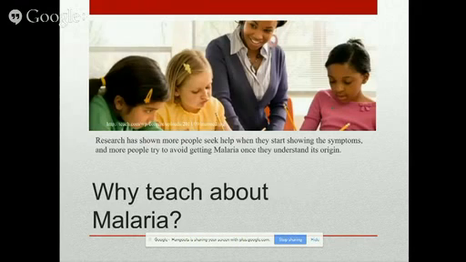Some people might say that this is a waste of time, but there's been a lot of research that proves that the more people know about where malaria comes from and how to deal with it, the more they will seek help and try to get better. They'll go and get help as soon as symptoms start to come up, and they'll be better able to avoid it once they know where the disease's origin is.